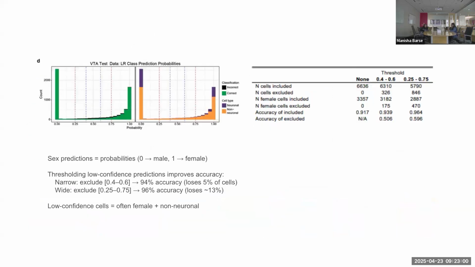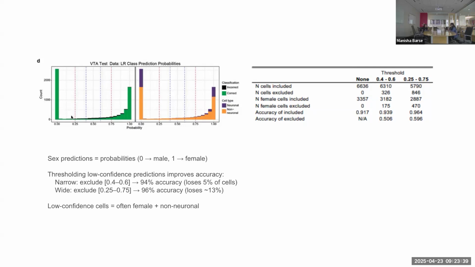Then in the same figure, continuing to panel D, they also did the logistic regression prediction probabilities on the VTA test data set, where on the y-axis we have the counts and on the x-axis we have the probability. The sex predictions are defined so that if the probability is 0, it is classified as male, and if the probability is 1, it is classified as female.